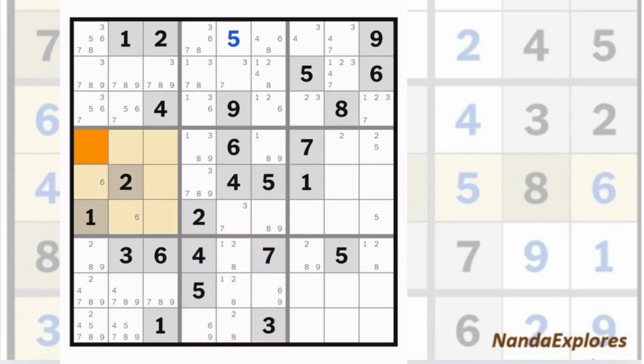We have 1 2, then 3 4 5. So we have a 3, then here it will be 3 4 5. It will be 3 5. Here it will be 3. Then here again it will be 3 4 5, and again here also it will be 3 4 5. Then 6 is already posted here.